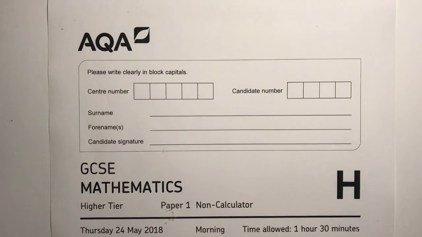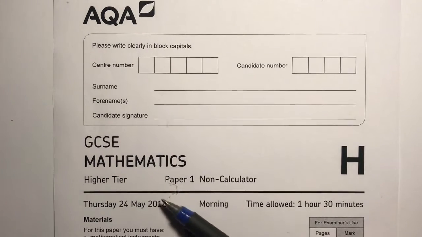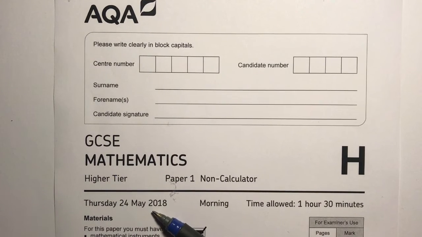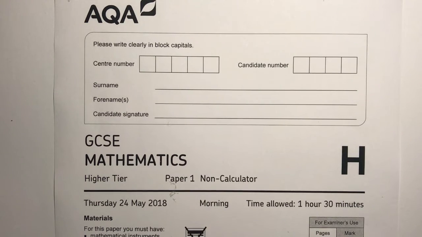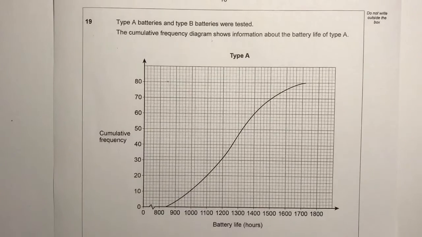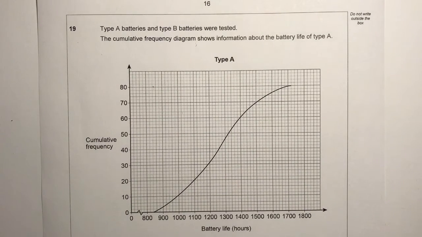Hi, so this is the third video in the series where we're looking at the AQA higher paper. It was sat on the 24th of May 2018, but it's the June series, and it's paper 1 non-calculator. In the previous video we got through to question 18, so we're going to have a look at question number 19. Like before, what I suggest is that you stop the video, have a go at some of the questions, and then compare your solution with the solution on the video.